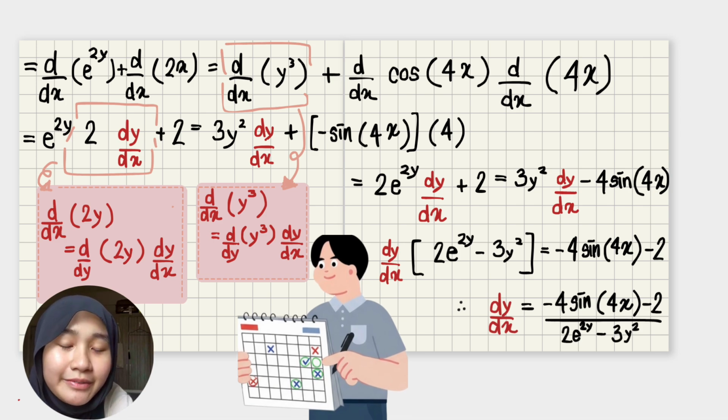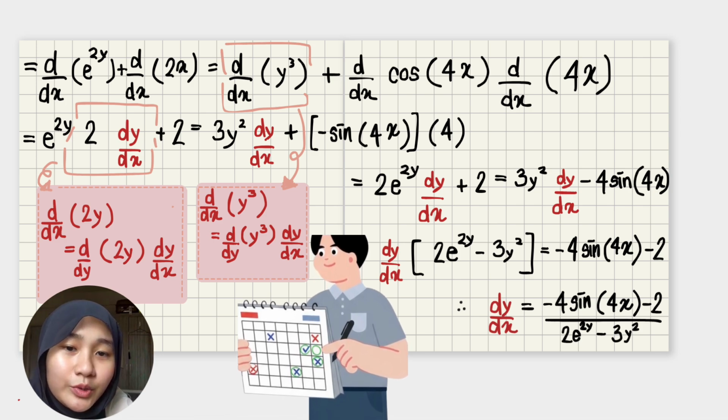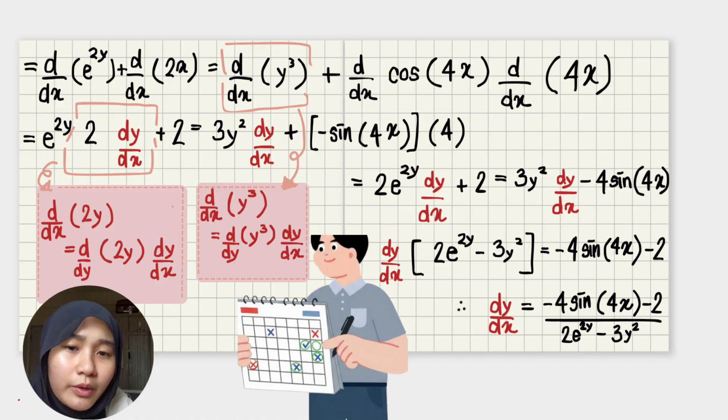So then we write it back down. The answer equals 2e to the power of 2y dy over dx plus 2 equals 3y to the power of 2 dy over dx minus 4 sin of 4x. So we're going to place the terms that have dy over dx at the same side so we can factorize it. So it will be dy over dx times 2e to the power of 2y minus 3y to the power of 2 equals negative 4 sin 4x minus 2.